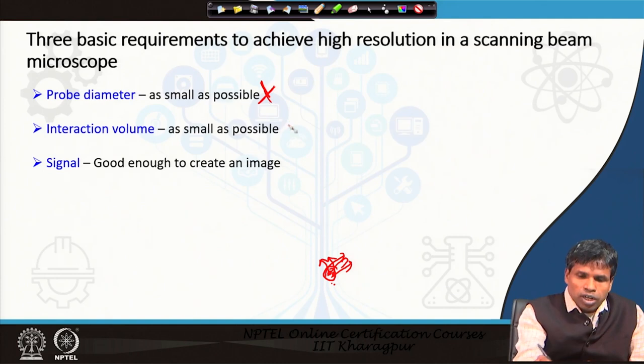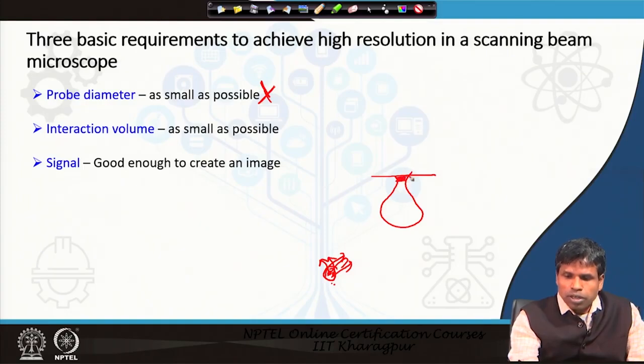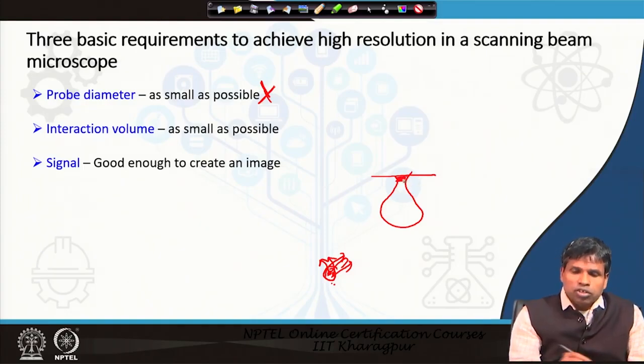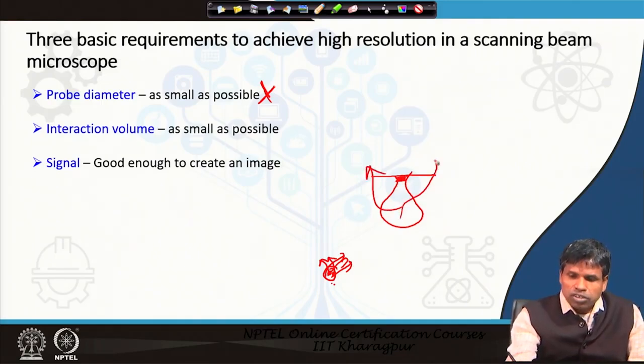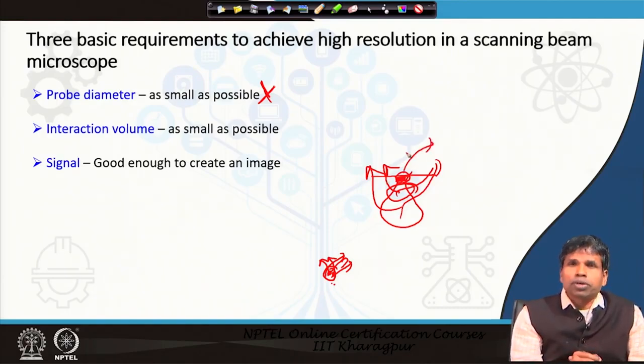Second is interaction volume. If you remember, in our SEM, the interaction volume for secondary electrons comes from the top 5 to 10 nanometer of the surface. If the interaction volume is larger, it is not suitable, because backscattered electrons come from a larger area. Here, backscattered electrons come from here. Secondary electrons come from a smaller area, therefore secondary electrons give us better resolution as compared to backscattered electrons. So, interaction volume should be as small as possible.